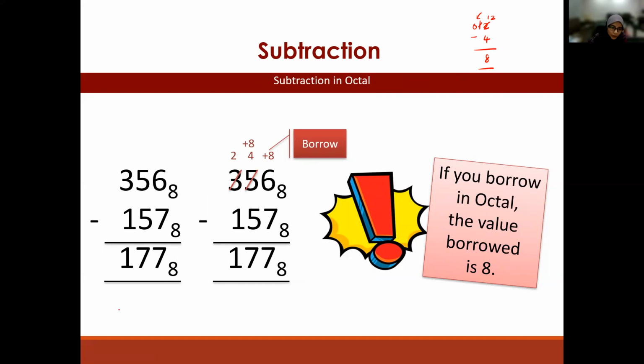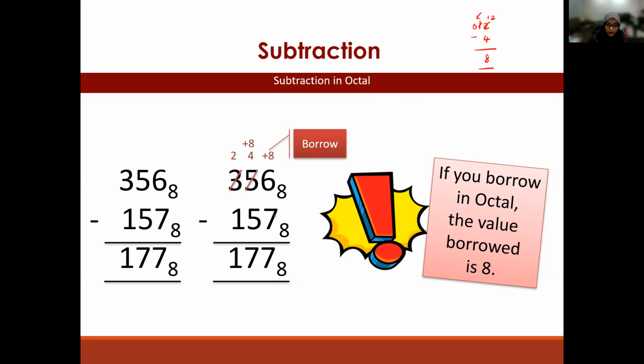Let's do this. For example, 3, 5, 6 minus 1, 5, 7, both in octal. We know that 6 is smaller than 7, so we cannot do direct subtraction. We need to borrow from 5. If you borrow from 5, it now has the value 4 because of minus 1. And here, when you borrow, you add 8, because one value borrowed in octal is 8. So 8 plus 6 is equal to 14.